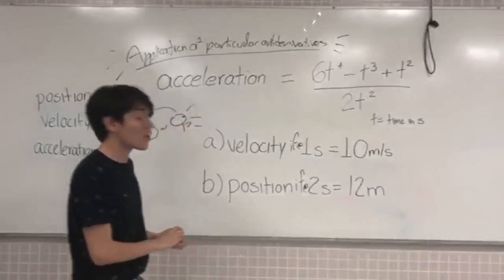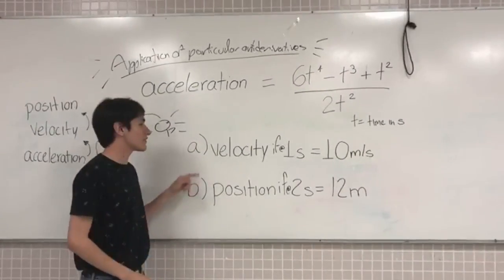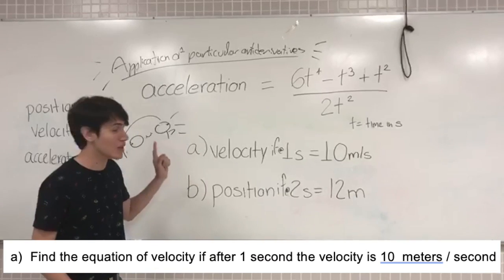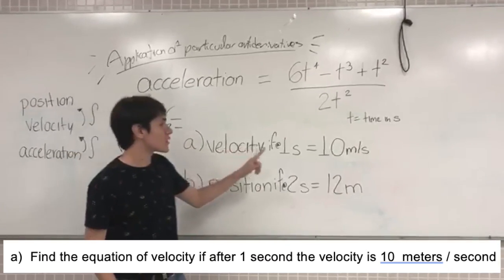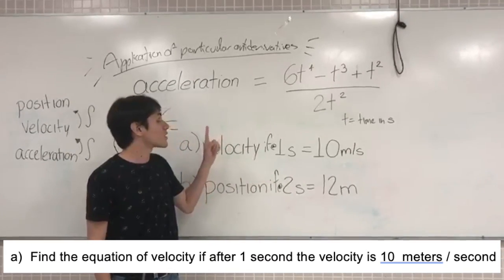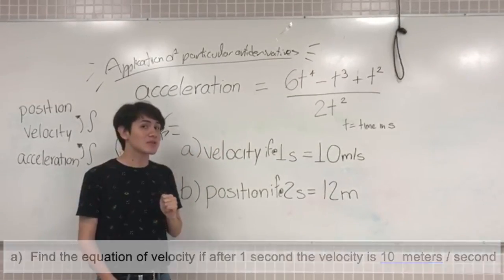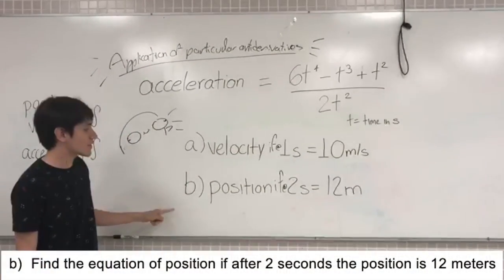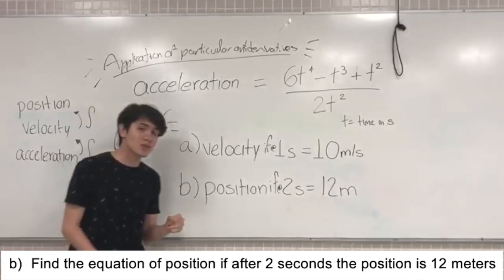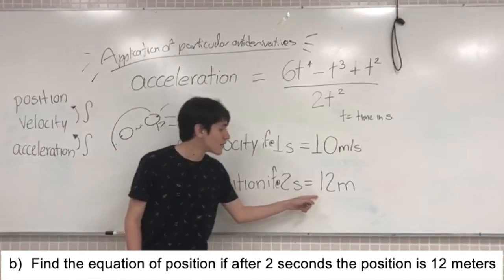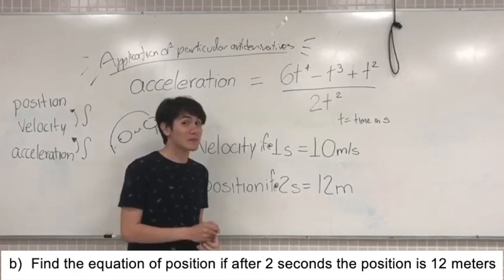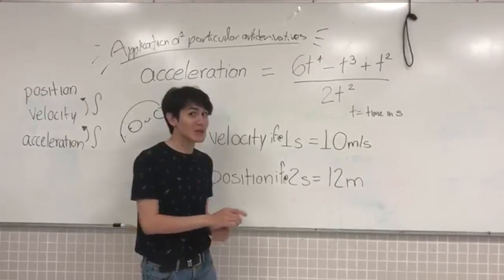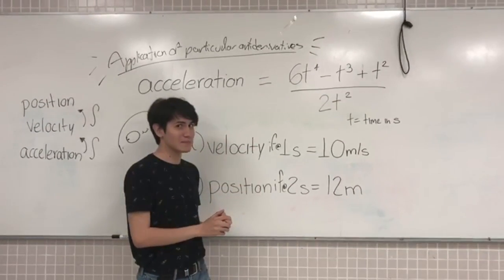So, the question is, what is the equation for the velocity of an object if at 1 second the object is going at a velocity of 10 meters per second? And what is the object's position if at 2 seconds its position is 12 meters? That is the question that we're going to answer with this problem.